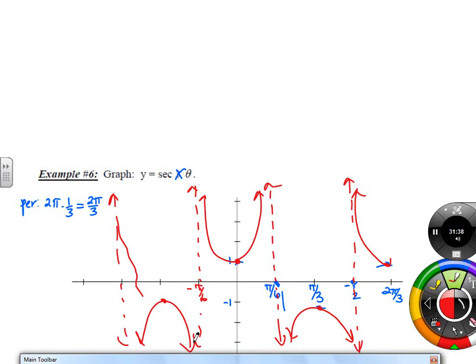Okay? All right, so what's the domain of this graph? All real numbers except every pi over 6? No, it skips one each time. You might just want to make the list in this one. Pi over 6, 3 pi over 6, 5 pi over 6, every odd pi over 6. Okay, you could describe it like that.